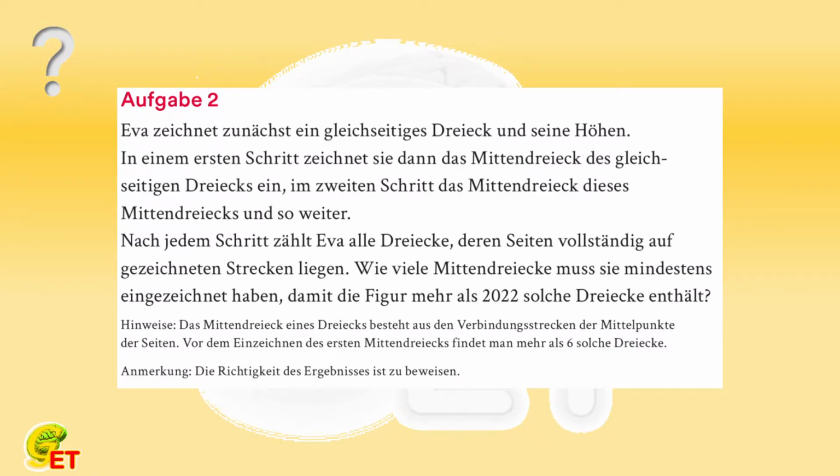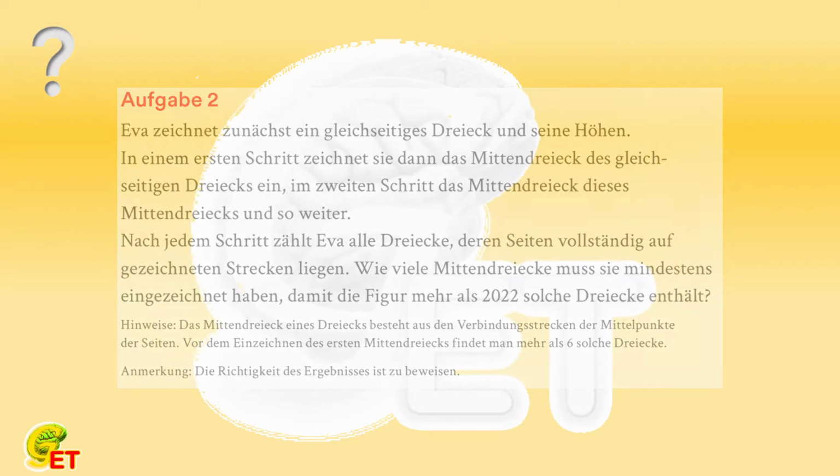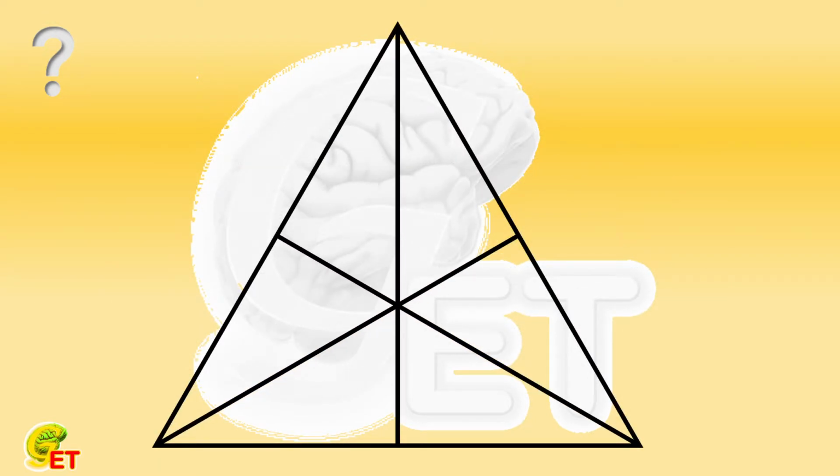Today we discuss the second task of the first round of the 2022 Federal Mathematics Competition in Germany. We plot the three altitudes of an equilateral triangle. Then, we add a new equilateral triangle in each step in the following process.